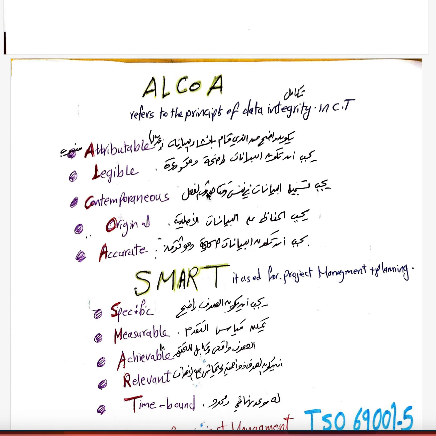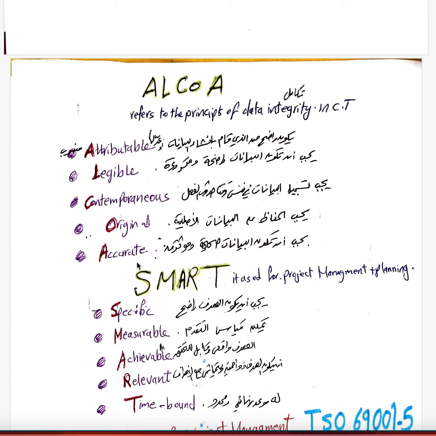And then we go to some abbreviations we have to know, like ALCOA. ALCOA refers to the principles of data integrity in the clinical trial. These are the principles we should follow to make sure of data integrity in the clinical trial. The words are: attributable, legible, contemporaneous, original, accurate, and then complete.